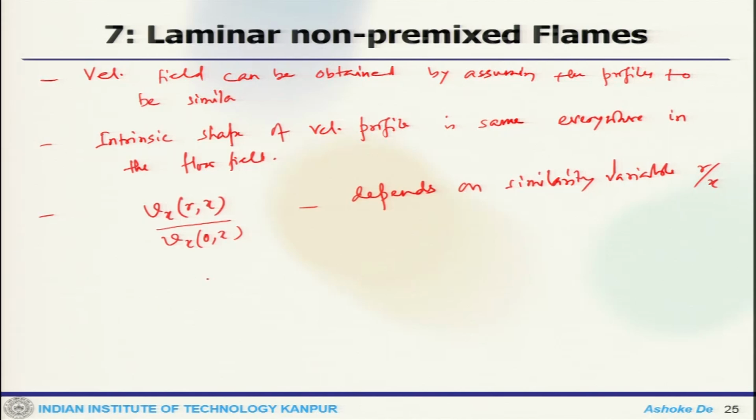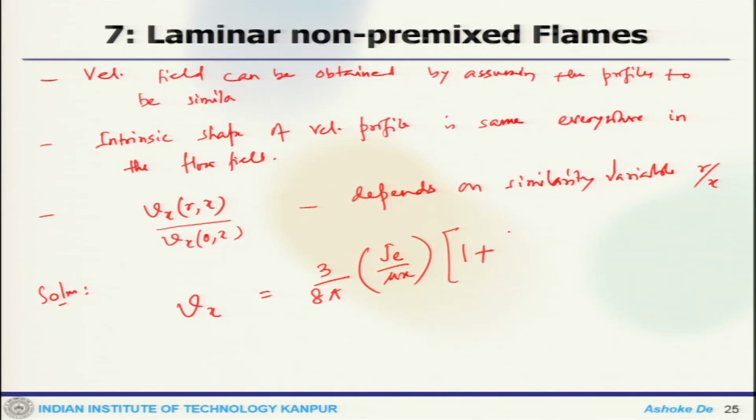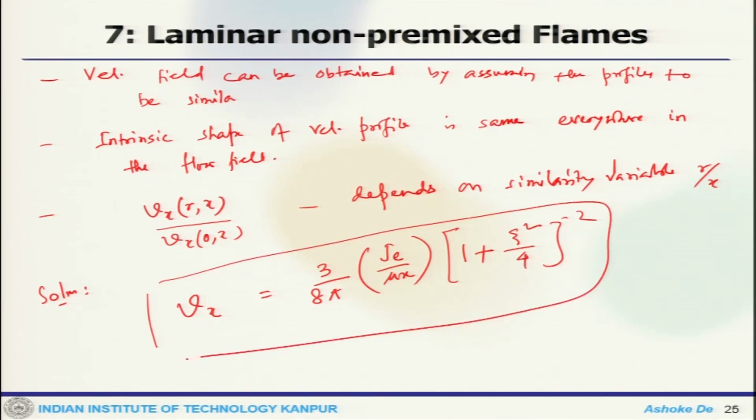Solution for the axial velocity is Vx = 3 J_e / (8 pi mu x) times 1 over (1 plus xi square by 4) whole square. So, this is for the axial velocity.